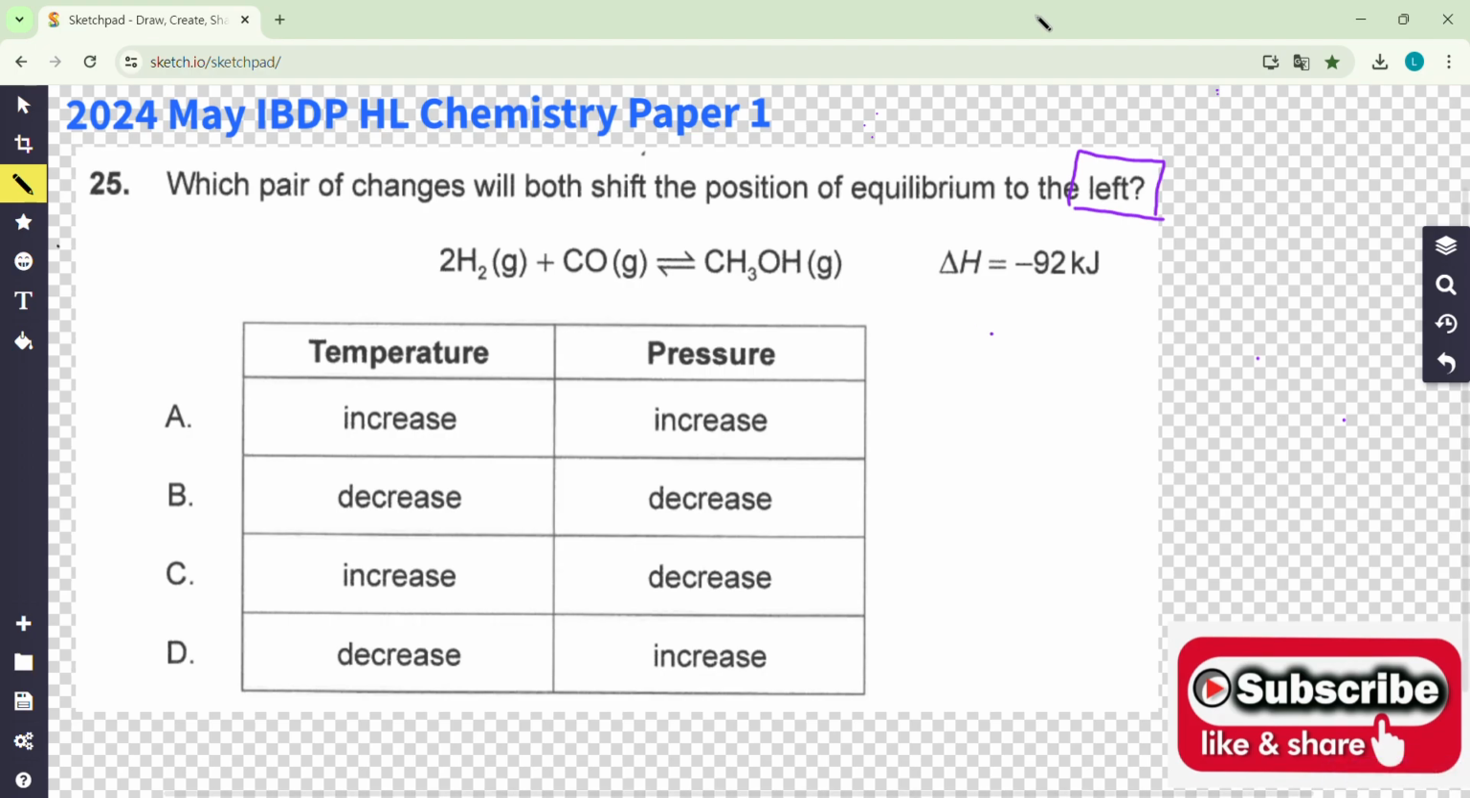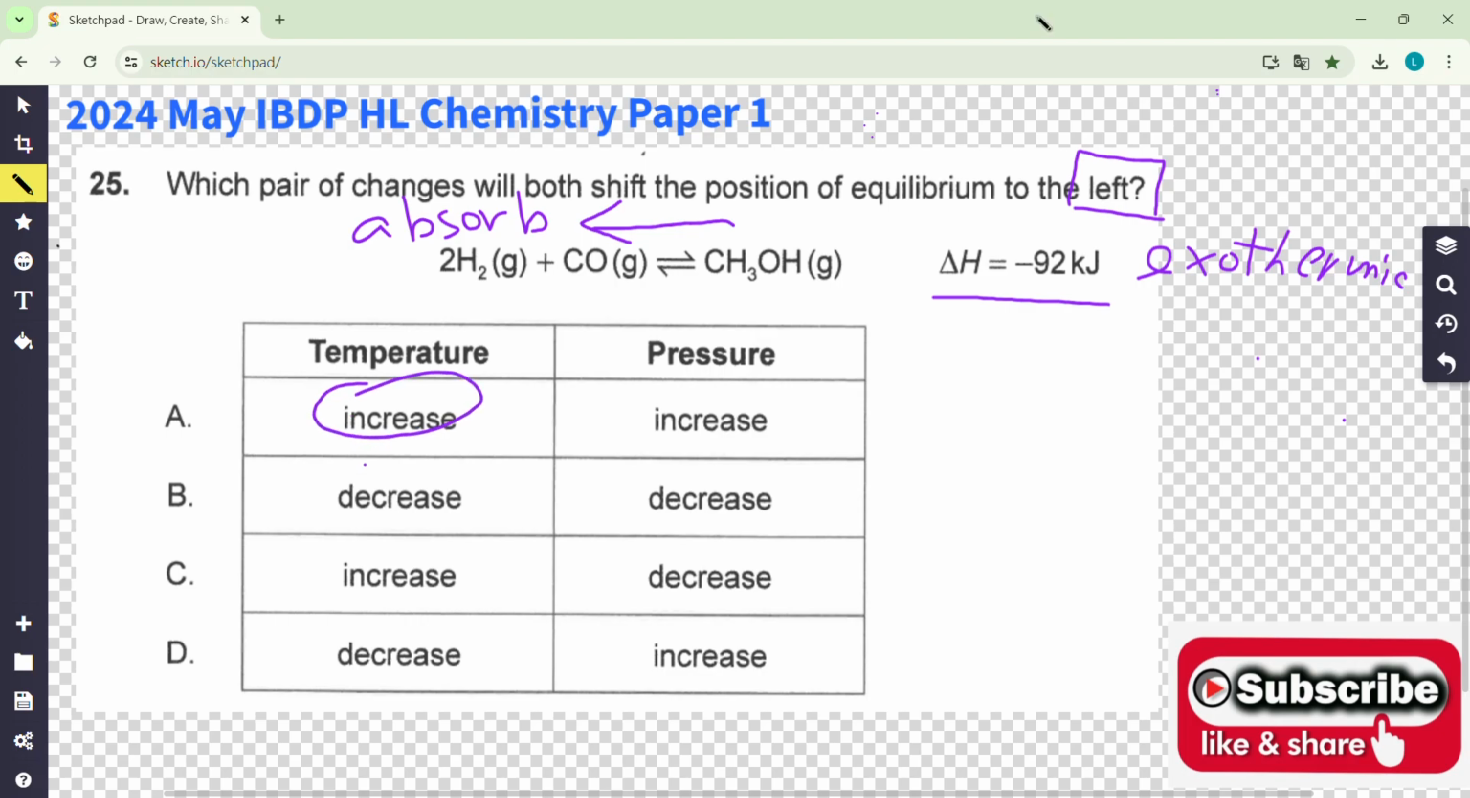First, this reaction has a negative delta H. It means it is exothermic, it releases energy. But we want to shift it to the left, so when we move back to the left, it absorbs energy, right? Absorb energy from the surrounding. How to favor the absorption of energy from the surrounding? The surrounding has to be hot, right? Give it more energy. So the answer is A and C, okay?